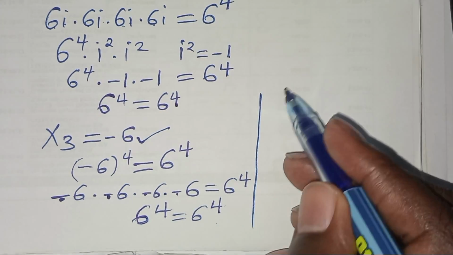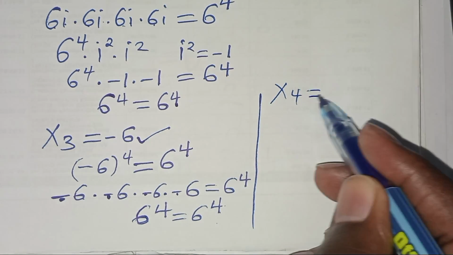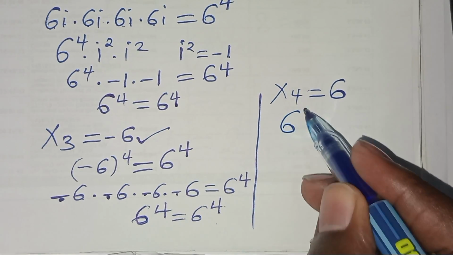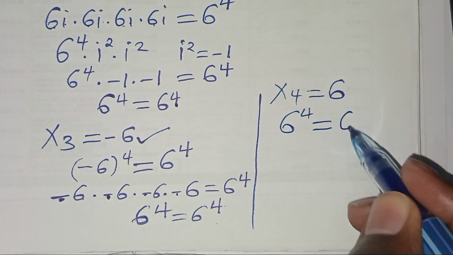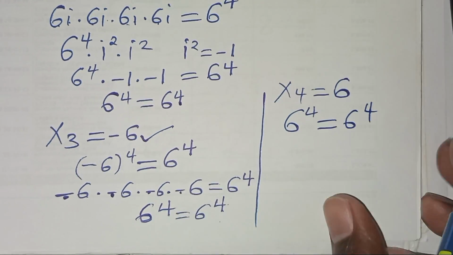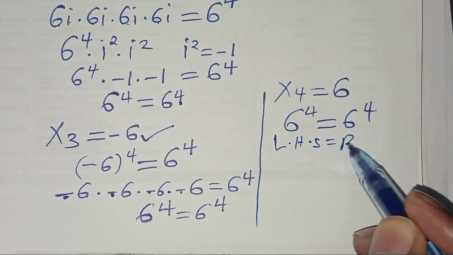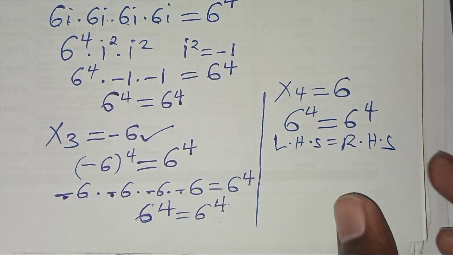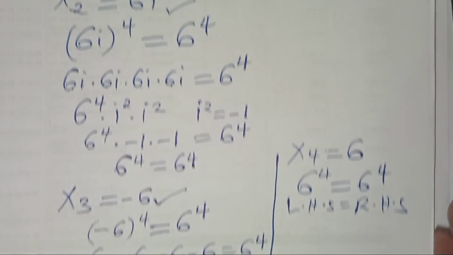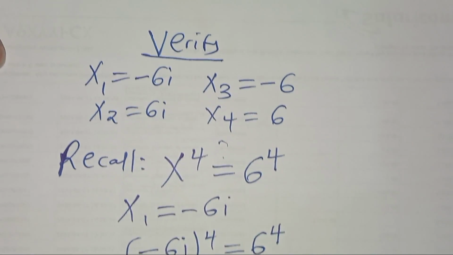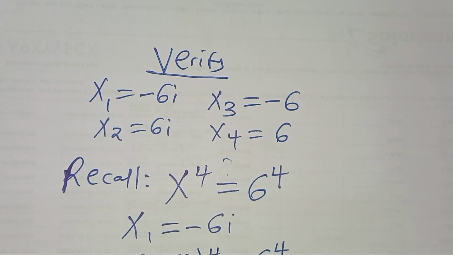Lastly, we have x4, which is equal to 6. So this is the same thing as saying 6 to the power 4 is equal to 6 to the power 4. And clearly you can see that the left-hand side is equal to the right-hand side. And that affirms that the four solutions x1, x2, x3, and x4 actually satisfy the equation.